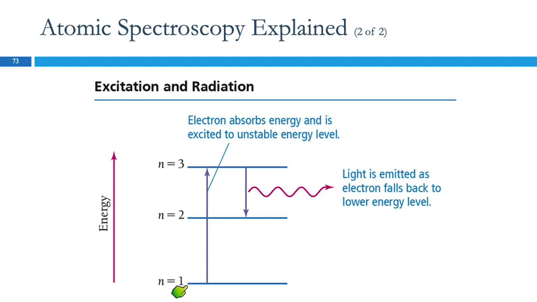The ground state, this would be for hydrogen with 1 electron. So the first electron is usually in this lowest energy state. And then it can absorb energy and go up to a higher level, but it won't stay up there. It'll jump down. It could jump down to 2, or it could jump all the way to 1. And then it's going to release the energy as a photon of light.